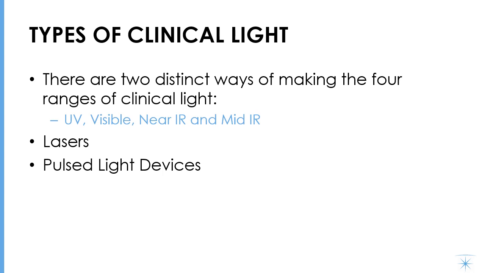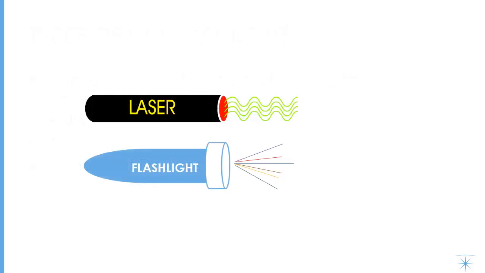We have different types of clinical lights. We have the ultraviolet, we have the visible light, we have the infrared, and we have the mid-infrared. So in order to generate those lights, we can use lasers or pulsed light devices, which are the IPL systems. What is the difference between laser and light or IPL?